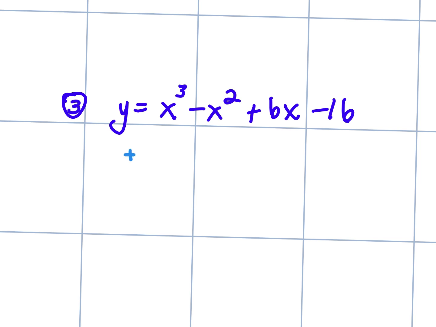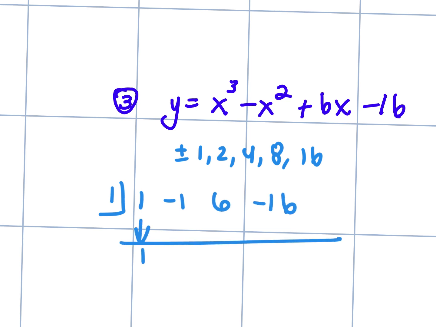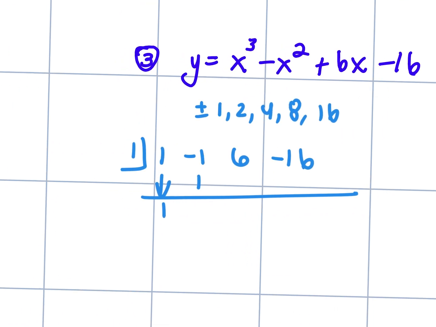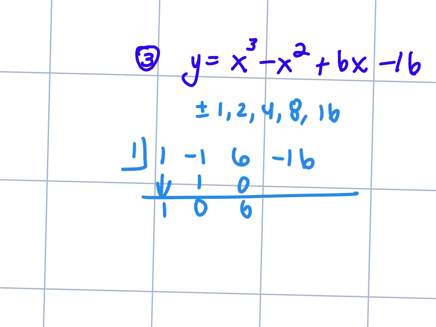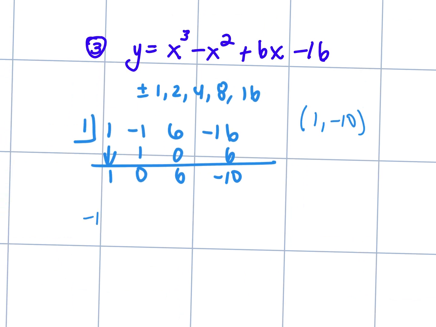So I'm going to use the last over the first. So plus minus 1, 2, 4, 8, and 16, okay? So let's try 1. 1, -1, 6, -16. Bring down your 1. 1 times 1 is 1. This is 0, 0, 6, 6, -10. Is this an x-intercept? No, but did you find an additional point? 1, -10. Perfect.